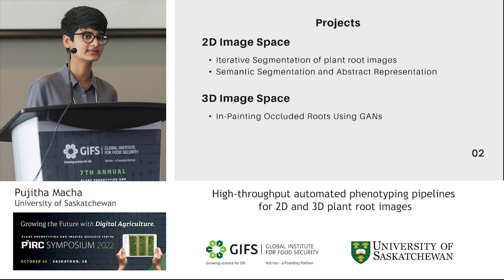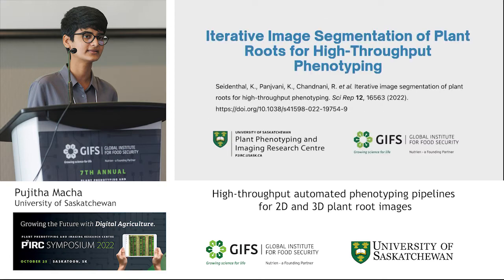In 2D image space, we'll look into image segmentation of plant root images. And then we'll look into semantic segmentation and abstract representation and how this step is helpful in computation of more complex phenotypes. As for 3D image space, we'll look into in-painting of occluded roots using generative adversarial networks. Kyle Sidenthal and his team worked on iterative image segmentation of plant roots for high-throughput phenotyping. So this is a joint work of USask with Global Institute for Food Security.